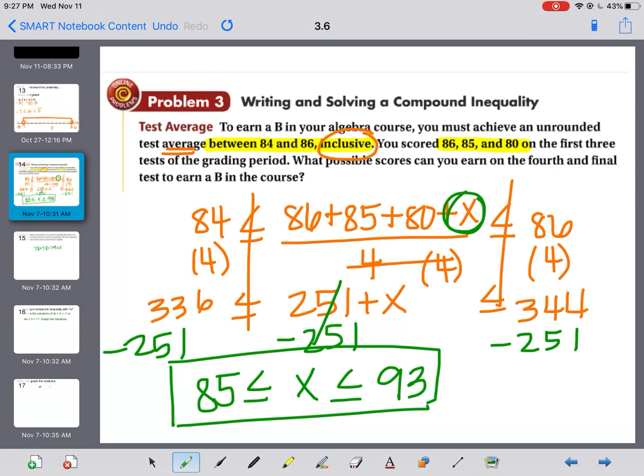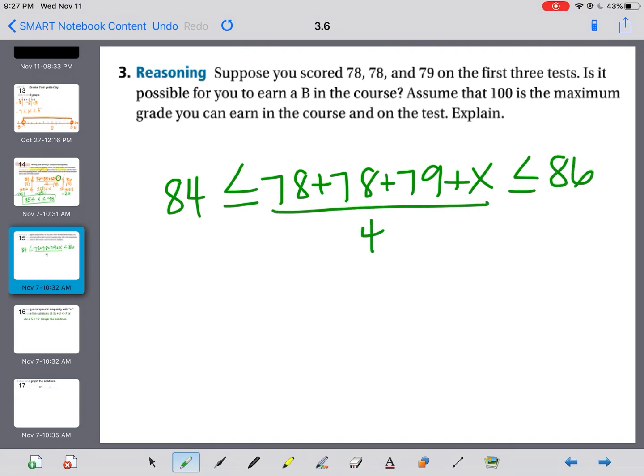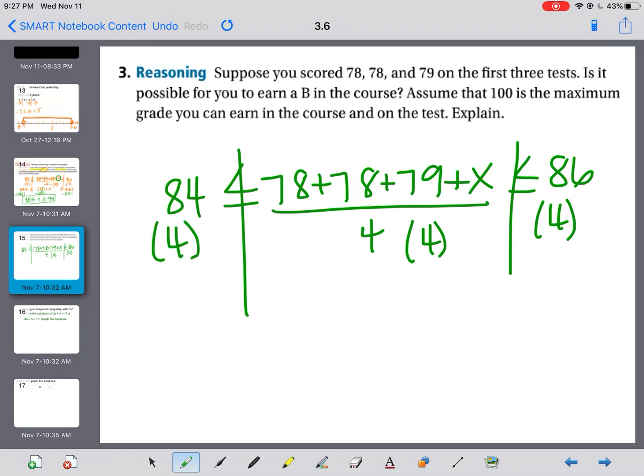Our first 3 were 78, 78, 79, and then we have one more to take. And it said we had to be in between 84 and 86. So I still have to be greater than or equal to 84, and less than or equal to 86. And because this is an average, we're going to divide by 4. Okay, so just like last time, we're going to multiply by 4 everywhere to get rid of that denominator.